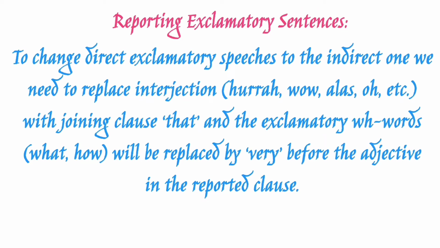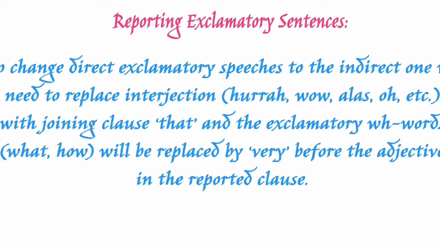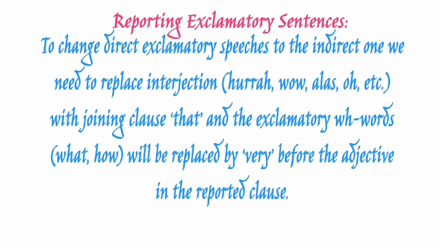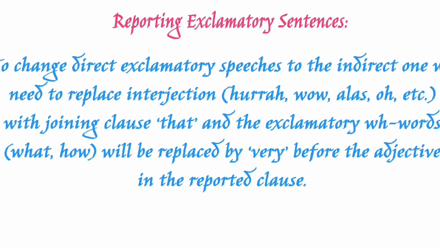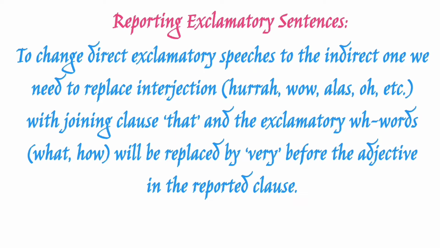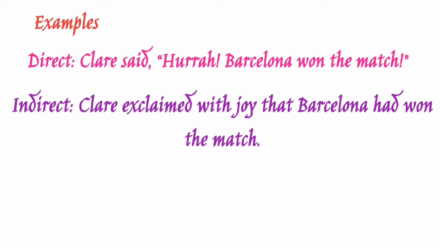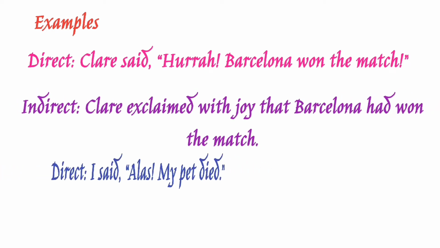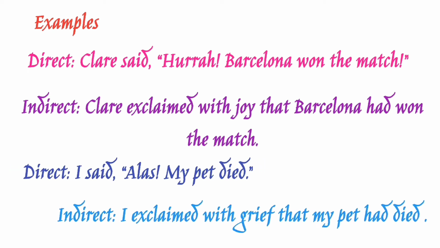Reporting exclamatory sentences. To change direct exclamatory speeches to indirect ones, we need to replace the interjection, hurrah, wow, alas, oh, etc., with the joining clause that, and the exclamatory WH words, what and how, will be replaced by very before the adjective in the reported clause. Examples. Direct: Clara said, "Hurrah! Barcelona won the match." Indirect: Clara exclaimed with joy that Barcelona had won the match. Direct: I said, "Alas! My pet died." Indirect: I exclaimed with grief that my pet had died.